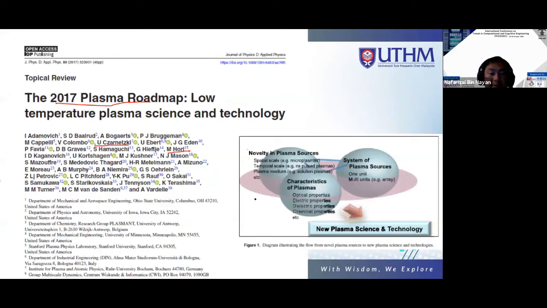So in 2017, they tried to propose some new tools. For example, in plasma, there is a new plasma they call microplasma. That's why they came up with this new plasma roadmap to cater for other plasmas, like small scale plasma that have been developed during this five year period.